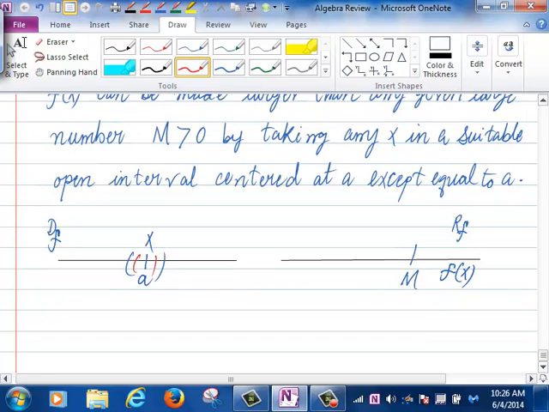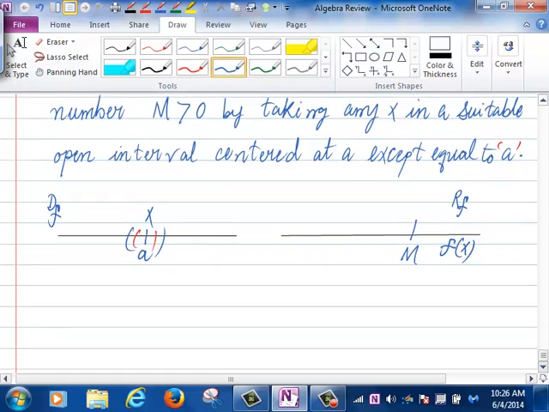In a suitable open interval centered at a except equal to a. When I say suitable, I mean it's by taking any x in a small enough open interval. Usually I should be writing like this to make sure that what I mean is clear. All right.